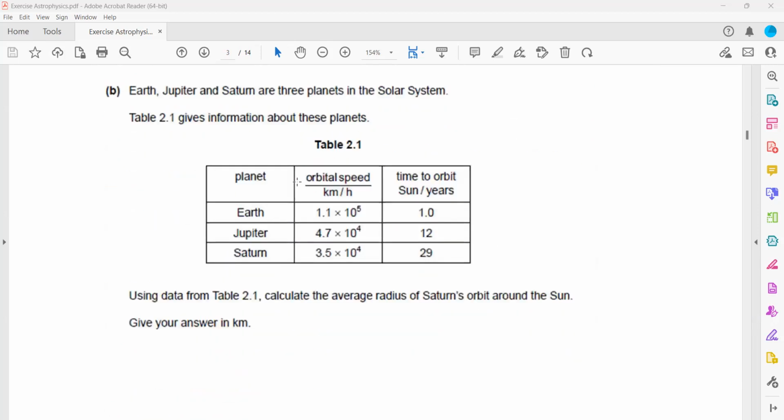Then we have Earth, Jupiter, and Saturn, which are three planets in the solar system. The table gives information about these planets. Their orbital speeds are given. Use the data to calculate an average radius of Saturn.